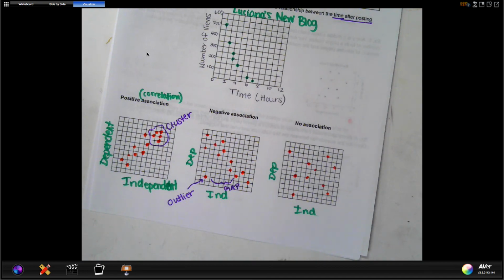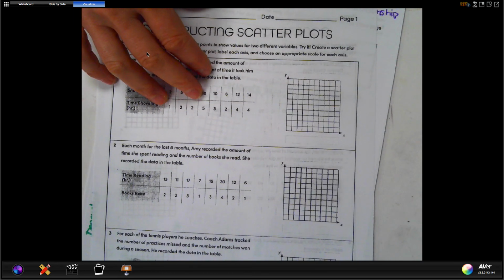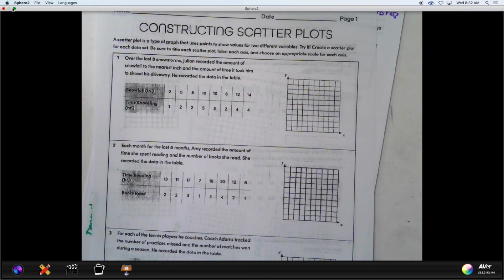Okay, for my class, your homework today is going to be the Construct Scatterplots worksheet. And we're going to do both sides of that. Your job is to construct all the scatter plots on there, then label your independent and dependent variables and tell each association. So that worksheet looks like this. If you have any questions, please feel free to email me and I'll get back to you as soon as I can.